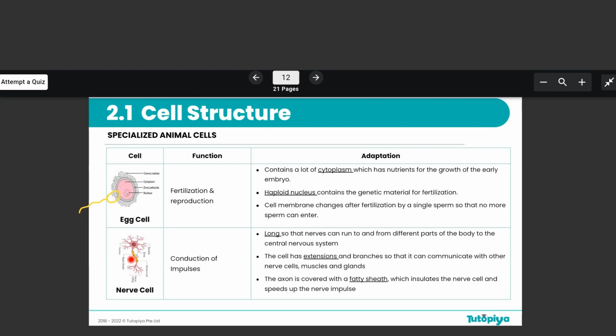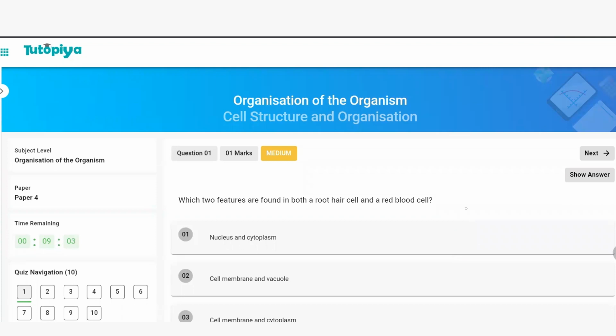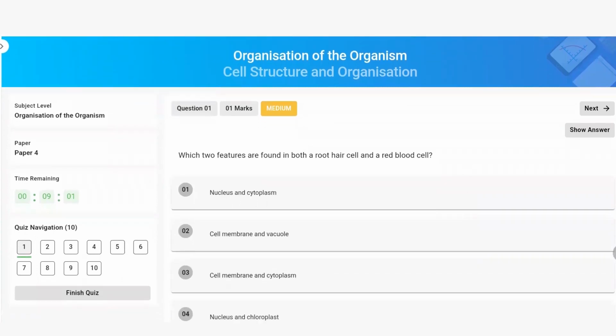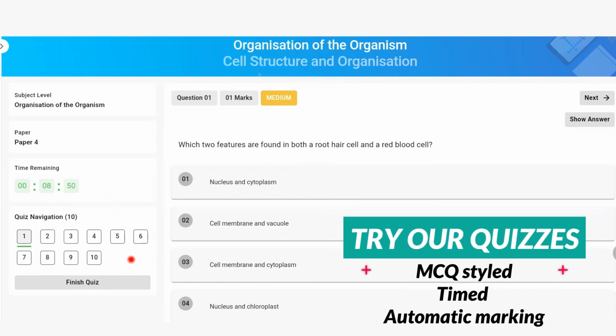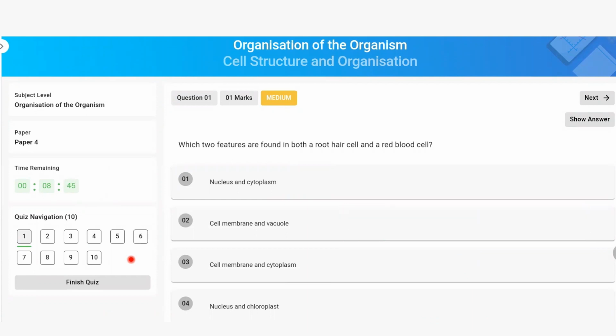And now let's take a look at a question from the question bank. All right, so here's our question over here. Which two features are found in both a root hair cell and a red blood cell? So we've just learned about the red blood cells, the most abundant type of blood cells, a specialized cell found in animals. And we know that the red blood cell, of course, is an animal cell, whereas according to the question, they've given the root hair cell, which is a plant cell.